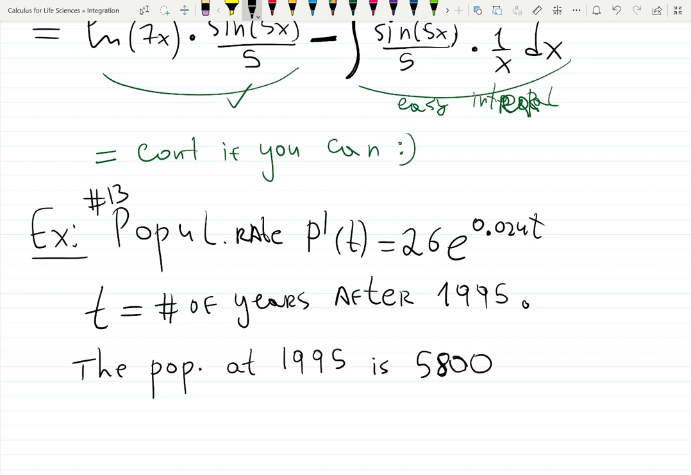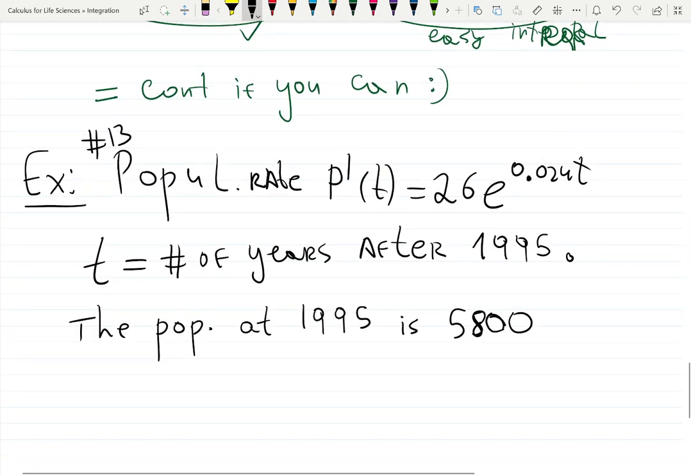Finally, the question. I think you recognize this. What is the question? Estimate the population. We don't have the population, so we need to integrate P prime. And then at 2016, so it's going to be a different t. And then round to the nearest person. That is my short way of writing it down.